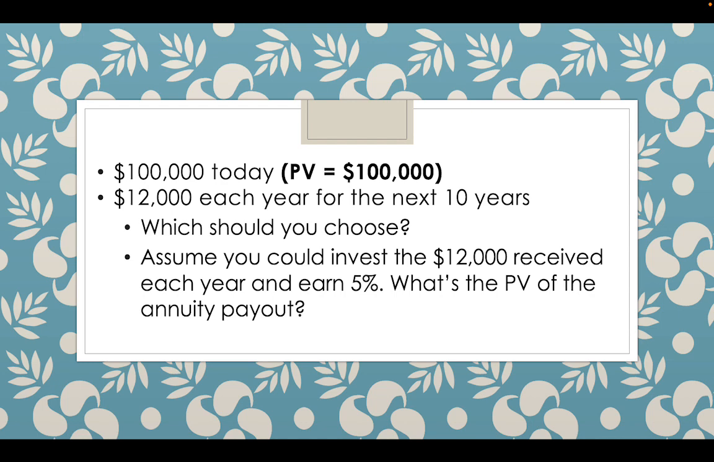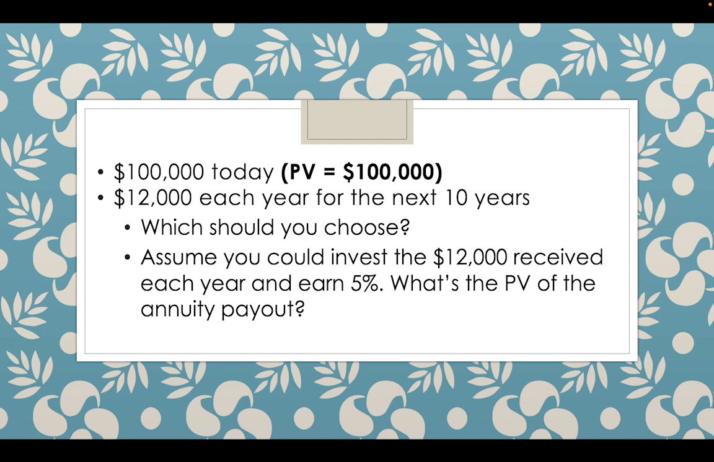If the present value of the annuity payout is less than $100,000, then we should take the $100,000 lump sum payment today. Because remember, we have two choices, $100,000 today or $12,000 every year for the next 10 years. If the present value of this annuity is greater than $100,000, then we should take the $12,000 payment every year for the next 10 years.